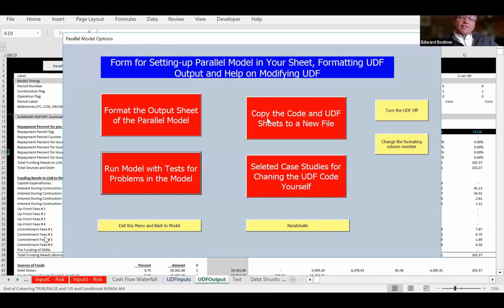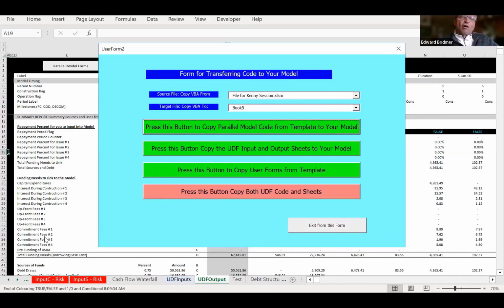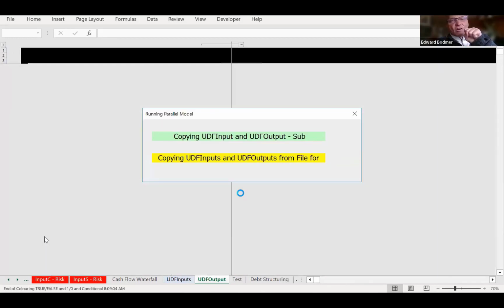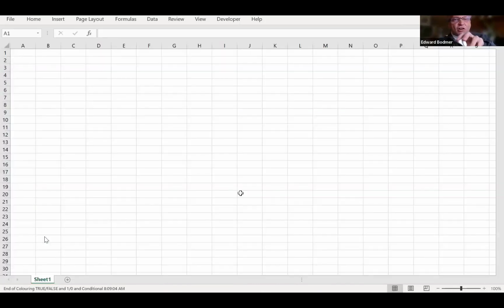It says copy out the code, and it's copy. I call this file, the one we're looking at, file for Kenny's session, and I'm copying it to book number 5, and I press this red button. Then what it's doing is going through and finding all that little UDF, all that little code here.